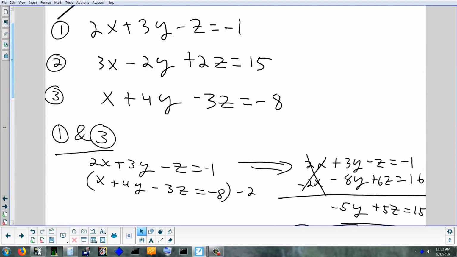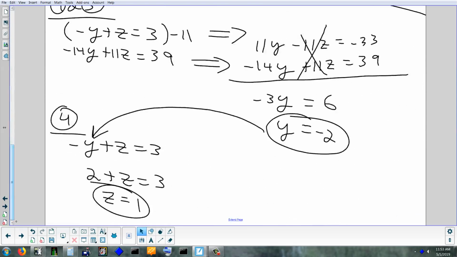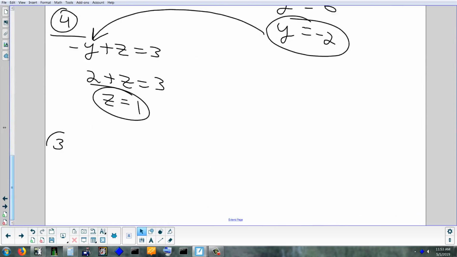Which equation do you want to use to find x? 1, 2, or 3? 3. 3, okay. That's probably a good idea because there's a 1 already in front of the x. Can somebody just tell me what equation 3 is, so I know? X. That's all I got.